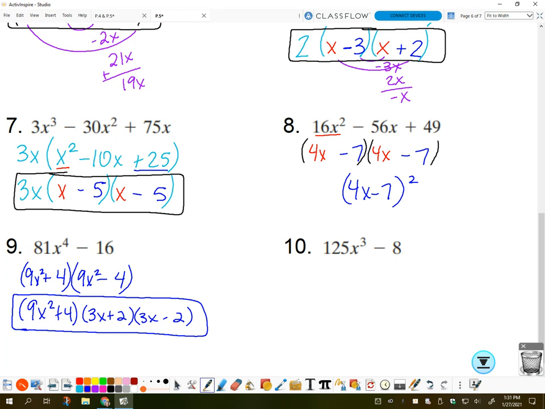All right, number 10, you have a difference of perfect cubes. So you need a short and a long. Cube root here is 5x, and the cube root here is 2, or negative 2. So you're going to square the terms, and then you're going to multiply them together and change the sign. This will never factor again. Sometimes this might accidentally, but this one is not going to.